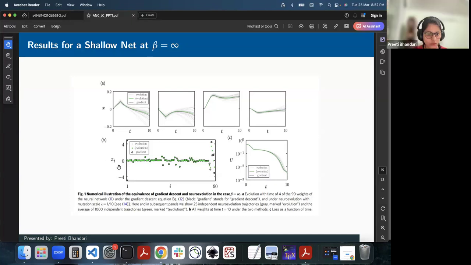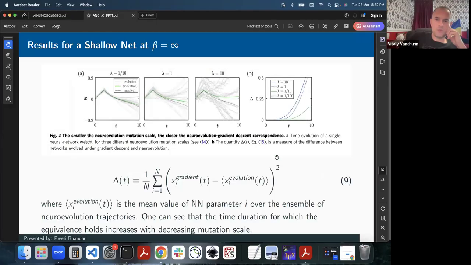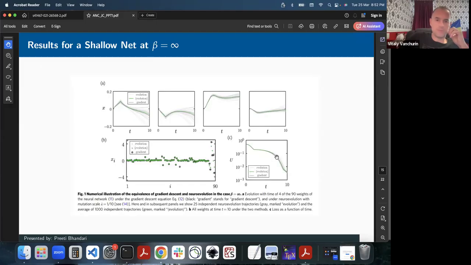In this figure, they are showing all the 90 weights, but at a particular time. So here time is fixed, and they're showing how all the weights are at that particular time. And then finally, they show how the loss function goes as a function of time. And again, the average evolution and gradient descent show similar behavior. But so are you saying that the weights are the same in the two algorithms? Yes. Well, that's also the strange point.